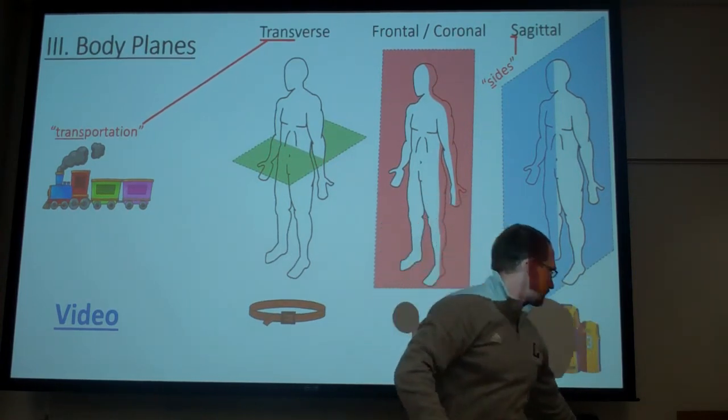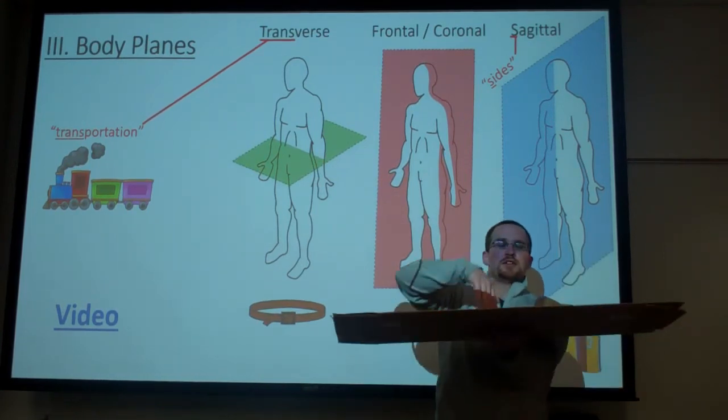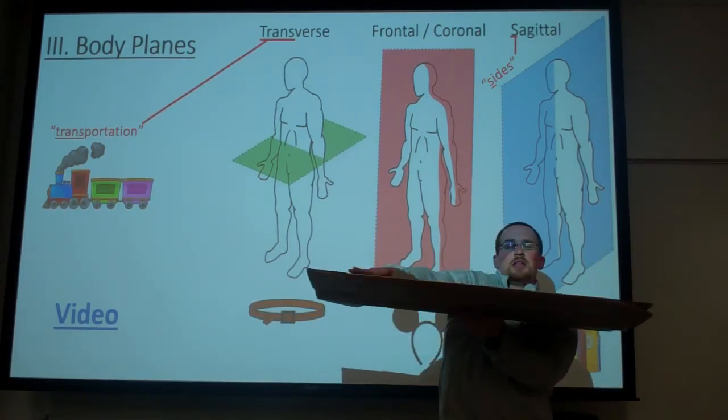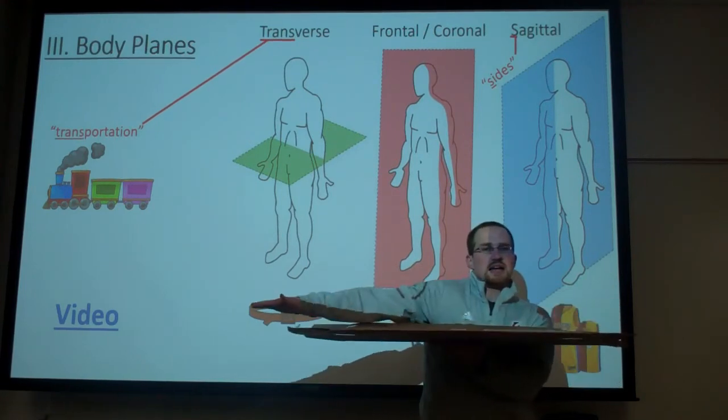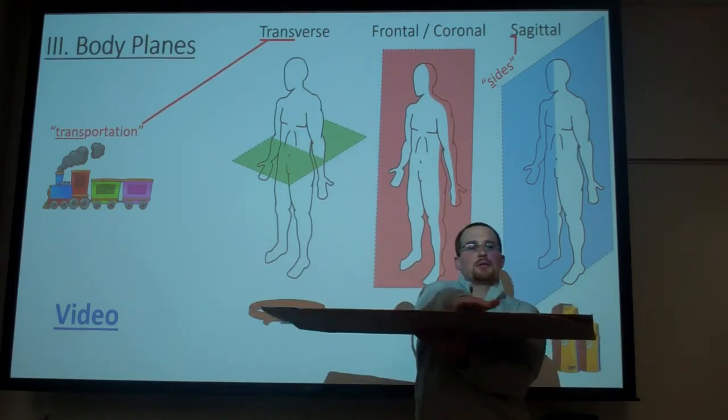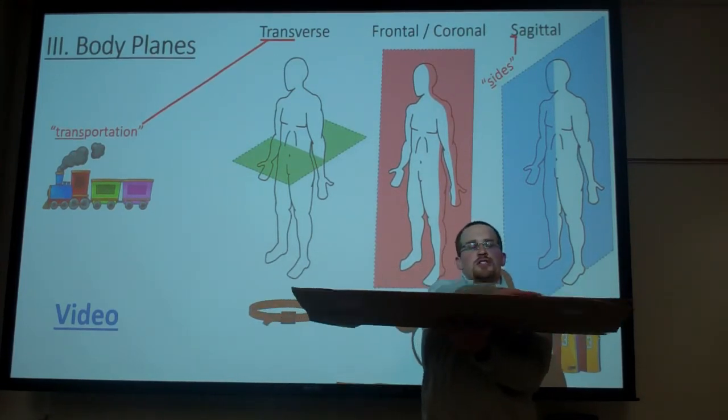My arm here. So here's the bottom of the transverse plane. So if I go side to side, kind of like I'm wiping the table, this is a transverse plane movement.